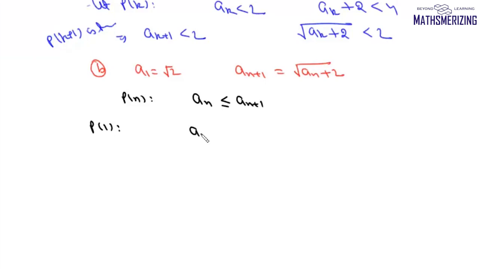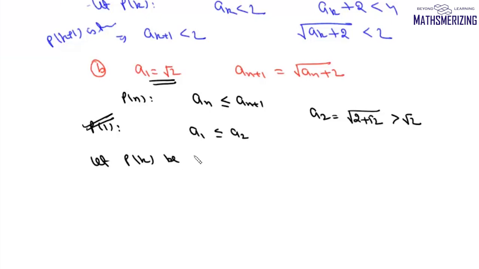For n equals 1 we'll get a1 is less than or equal to a2. Now a1 is root 2 and a2 is under root of 2 plus root 2. Now under root of 2 plus root 2 is greater than root 2. So from here we can say a2 is greater than a1. That is, this assertion is true for n equals 1. Now we'll let Pk be true. Now if Pk is true, then ak will be less than or equal to a(k+1).